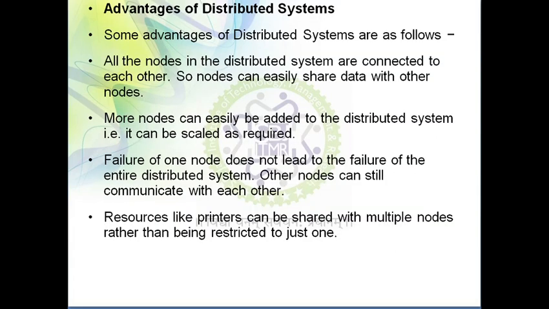Advantages of distributed system. Some advantages of distributed systems are as follows. All the nodes in the distributed system are connected to each other, so nodes can easily share data with other nodes. More nodes can easily be added to the distributed system. It can be scaled as required. Failure of one node does not lead to the failure of the entire distributed system. Other nodes can still communicate with each other. Resources like printers can be shared with multiple nodes rather than being restricted to just one.